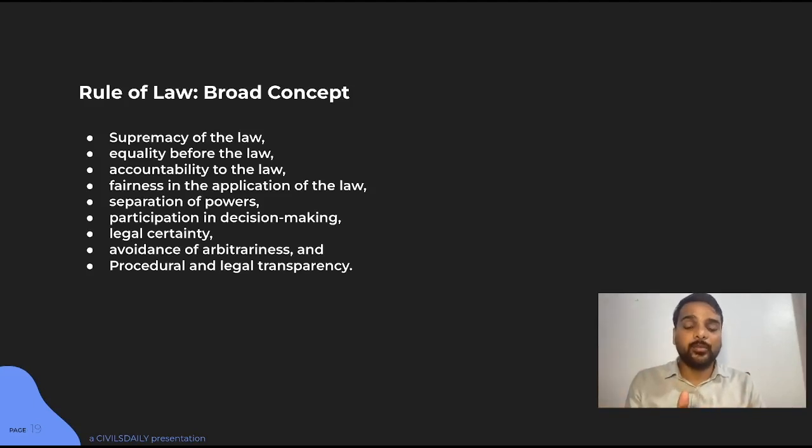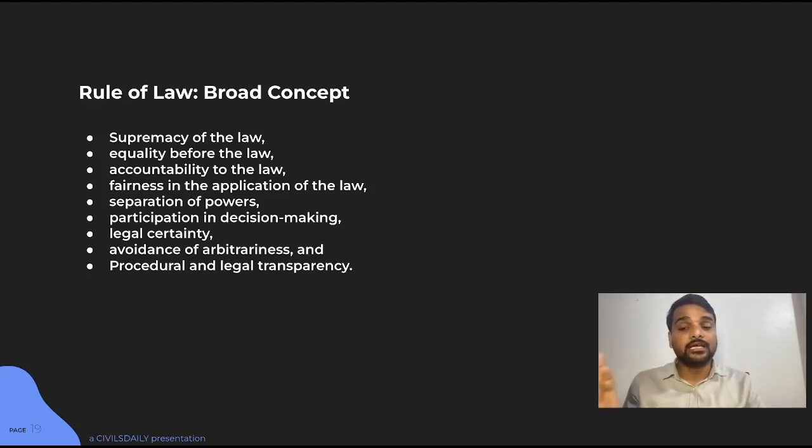Then separation of powers is there. Rule of law cannot be ensured if there is no separation of powers, because one person will have more than one power, then it becomes a problem. It will be too powerful. Then participation in decision making, that is obvious while you are making the law or having discussion.